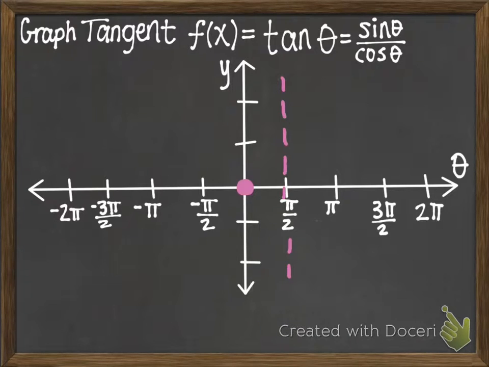Okay? Next, what is the value of tangent at pi? It's also 0. What's the value of tangent at 3 pi over 2? It's undefined, so we put an asymptote there. Tangent of 2 pi? 0. Do you see a pattern?